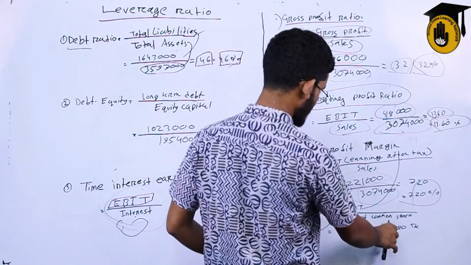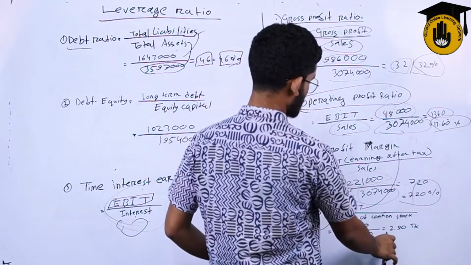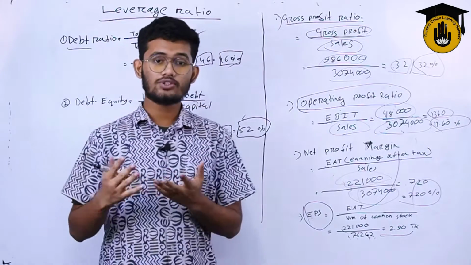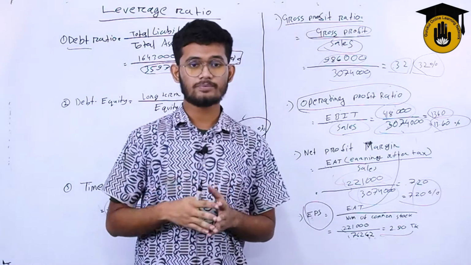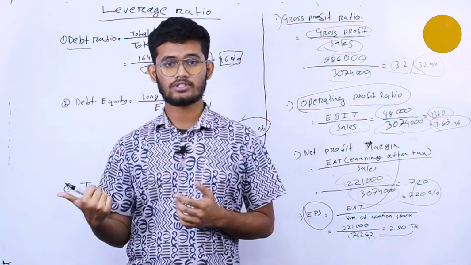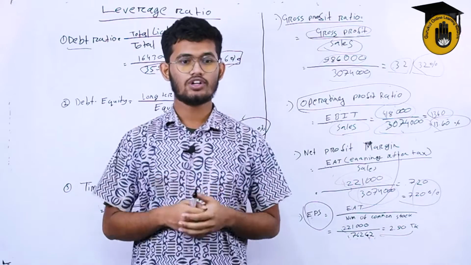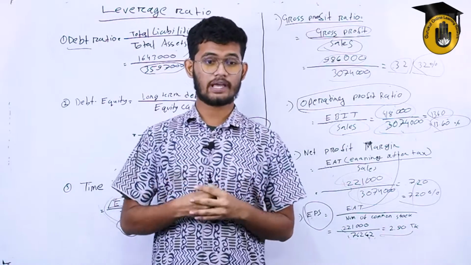76262. So if we divide that by, the calculation will be 2.90 taka. So earning per share is only 2.90. Up to this level, we'll talk about the gross profit ratio, the profitability ratio, and the leverage ratio in this class. So let's talk about the leverage ratio or the capital structure ratio.